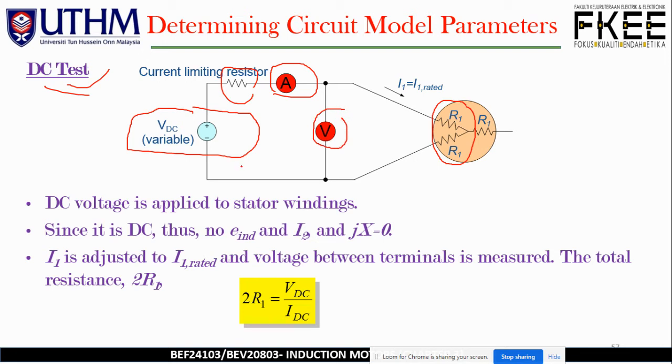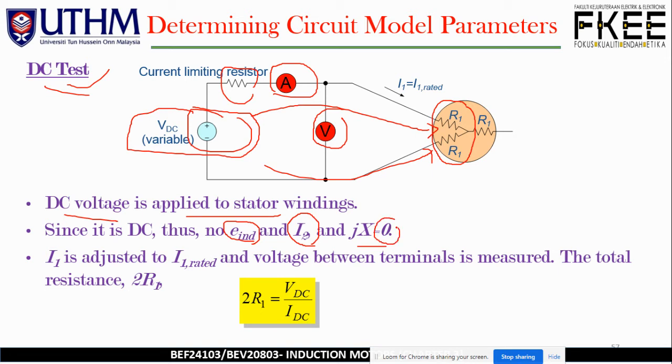So what next? The step is first, DC voltage is applied to the stator winding. So we have the DC voltage over here, connected to the stator winding over here. Since it is DC, no voltage will be induced, and there is no induced I2 at the rotor. And then the reactance is, of course, equal to 0. So what we have is actually two elements, which are VDC and also IDC, a direct forward element of electric. So I1 is adjusted to I1 rated, so it depends on the rated current of the motor.